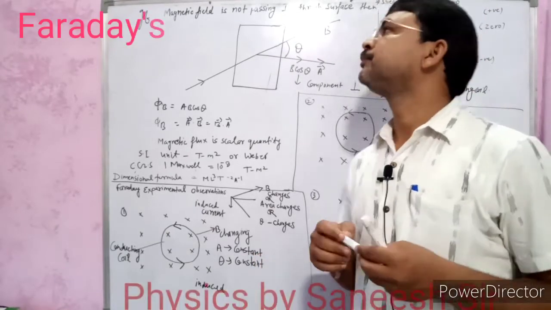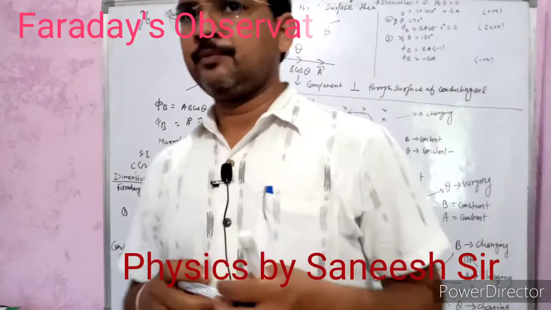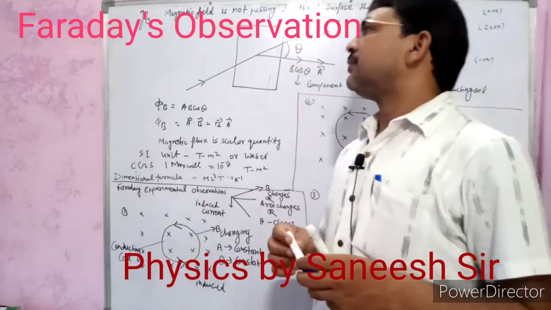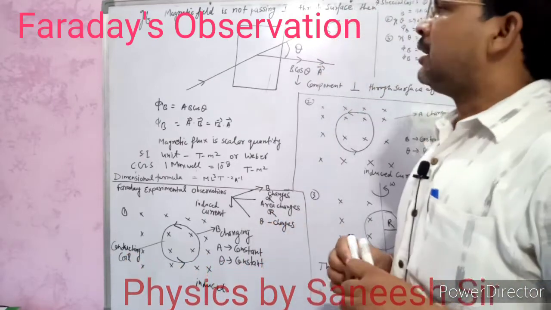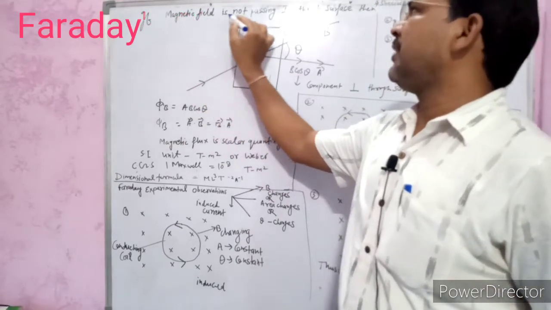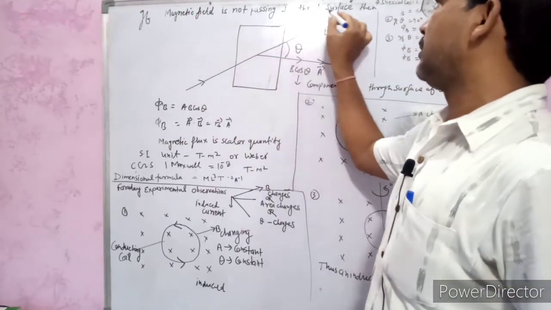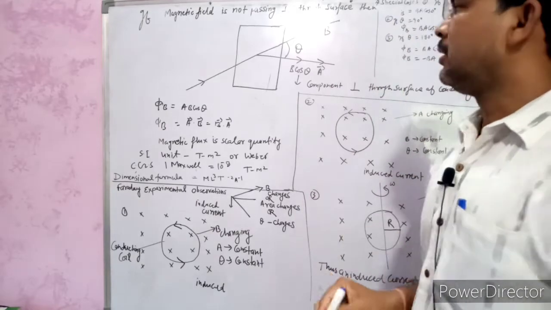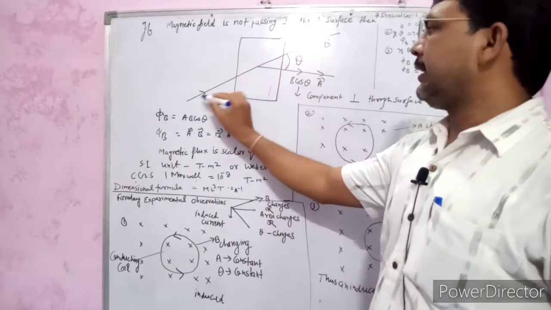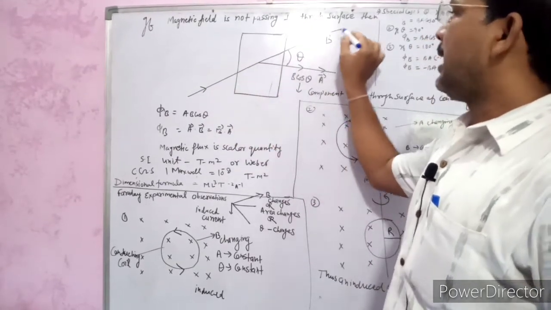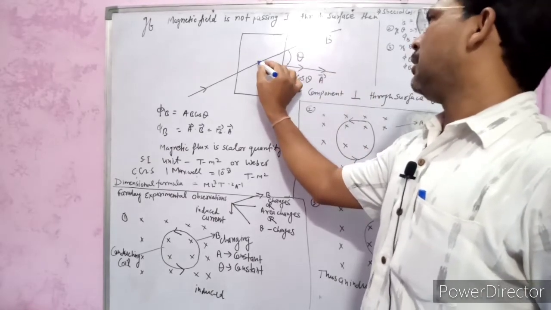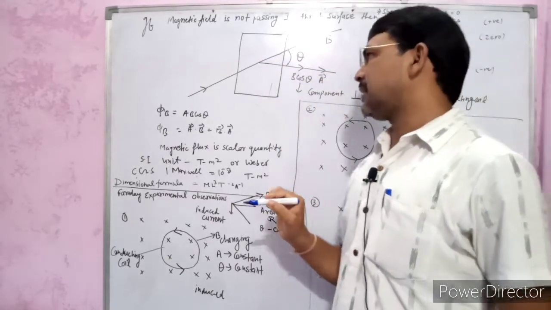Hello students. So today I will start the next part of this chapter. Firstly, I will start with the case where the magnetic field is not passing perpendicular through the surface. As shown in the diagram, the magnetic field line passes at an angle theta with the direction normal to the surface of the conducting coil.